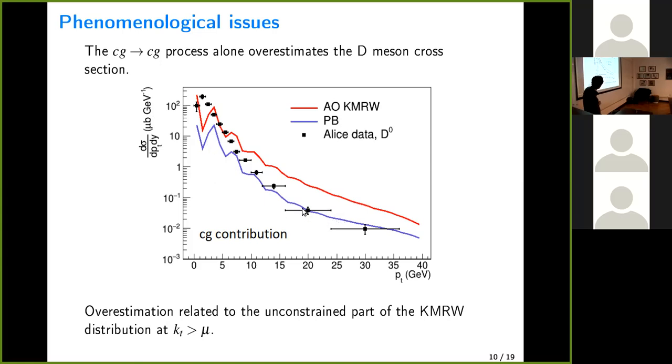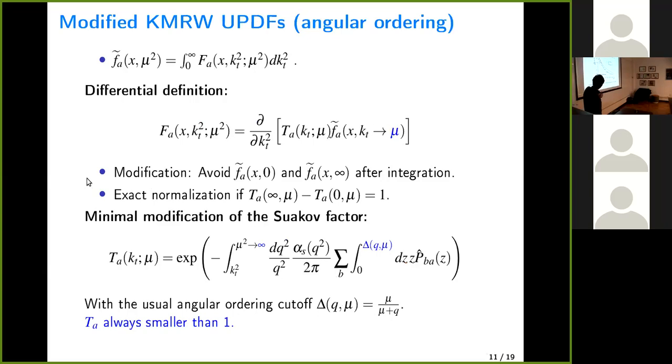But you can see that you have an issue with this PDF because they are too large. They give a too large contribution. And this is related to the fact that a huge part of this PDF is not constrained by the normalization condition, because this PDF, the transverse momentum dependent, is constrained only between zero and mu, but not between zero and infinity, right?